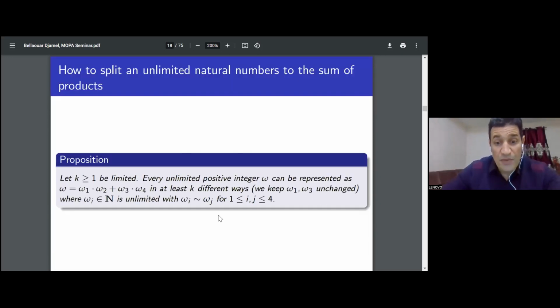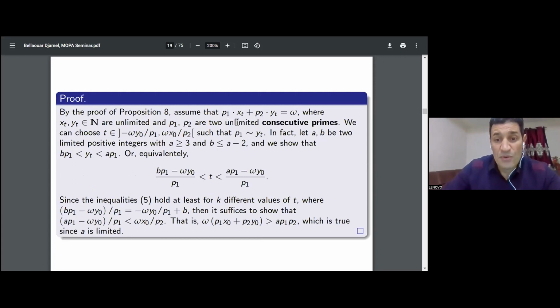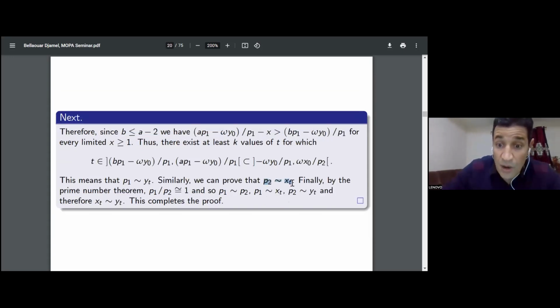For the proof that omega i and omega j are of the same order, we assume that P1 and P2 are unlimited consecutive primes. For some choices of t, we prove that P1 and yt are of the same order, and also P2 and xt are of the same order. And so xt and yt are of the same order. This is because by the prime number theorem, P1 over P2 is appreciable.